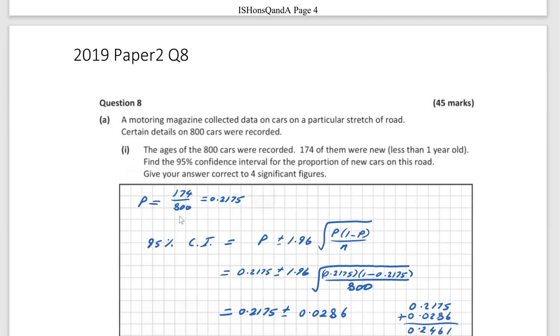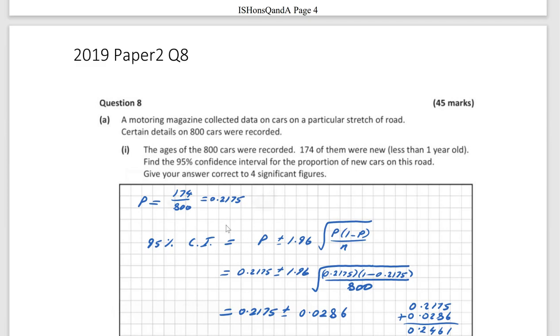174 over 800 is 0.21. If you work it out, it's 0.2175. And then you can get your confidence interval from the formula. You can basically use that sample to predict the whole population, which is, of course, all cars. The motoring magazine is collecting data on all cars on a particular stretch of road. So the whole population is all cars. The sample is the 800 that were recorded.